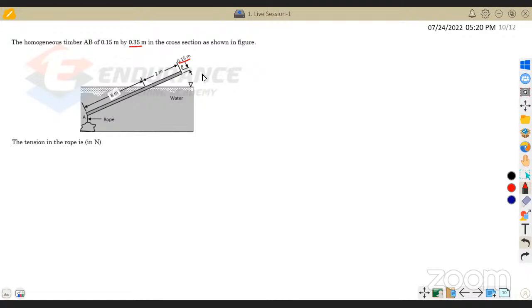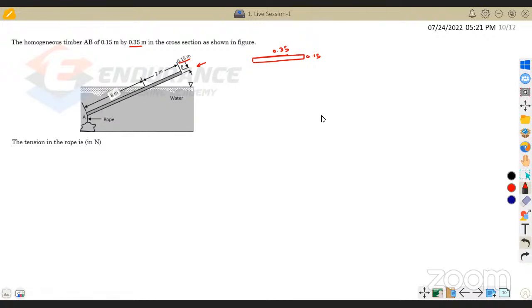0.35 in cross section, which means if you see from this direction, you'll be able to see the cross section, right? That cross section is what they have given to us. That cross section thickness is 0.15 and width is 0.35. And length, which we already know from the diagram, is 8 meter plus 2 meter.